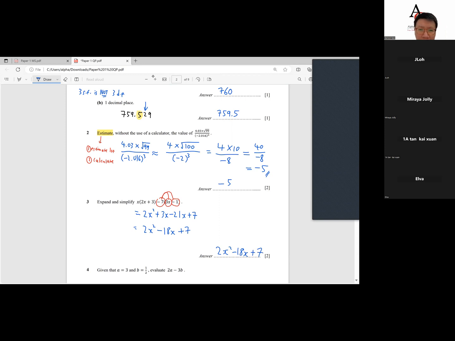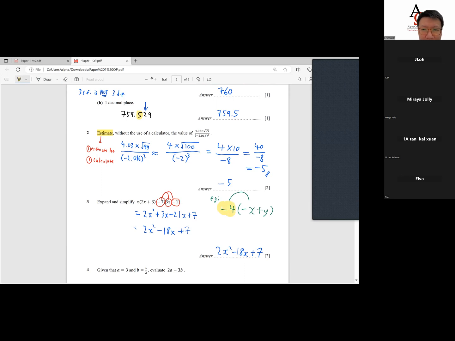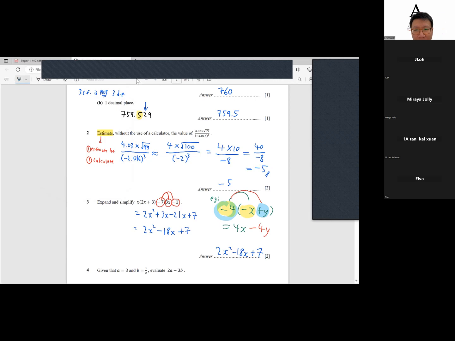So remember to do your rainbows and your expansion with the sign. For example, if the question is this, negative 4 bracket negative x plus y. This is an example only. Remember to bring along the negative sign with you as you rainbow. So the first rainbow will be 4x. And the second rainbow in this case will be negative 4y. So bring your sign along, the minus and the plus when you do your expansion. Very important. All right?